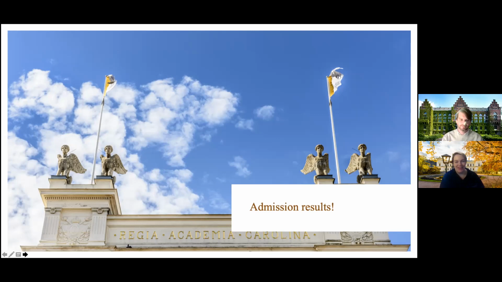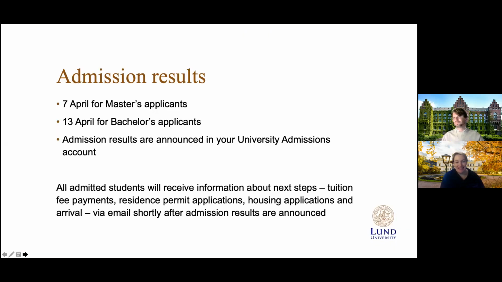Sure. So the dates that you need, the exciting dates, will be 7th of April for master's applicants and the 13th of April for bachelor's applicants. Admission results get announced through your university admissions account, so you receive an email confirming whether or not you've received an offer of study from any of the programs that you applied for. So it's really important that you, as we mentioned earlier, sign up with an email address where you can receive mail and you can check that. But you can also log in to university admissions to see your offers.